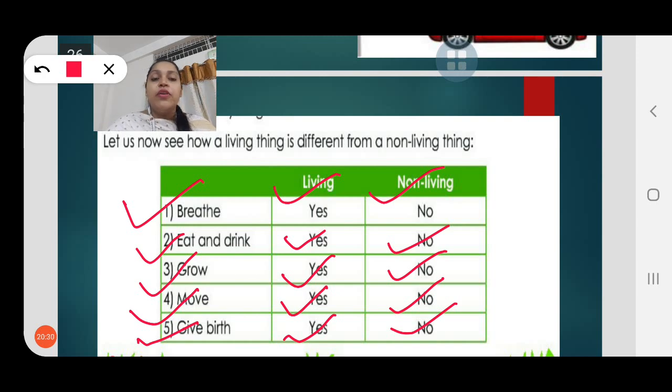Okay children, so we'll stop here, and please read the lesson. A little bit is left. I'll discuss it in the next class.